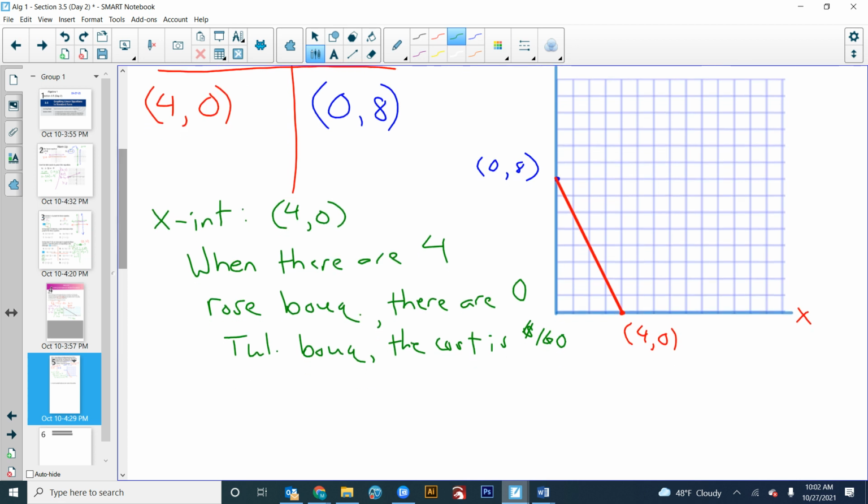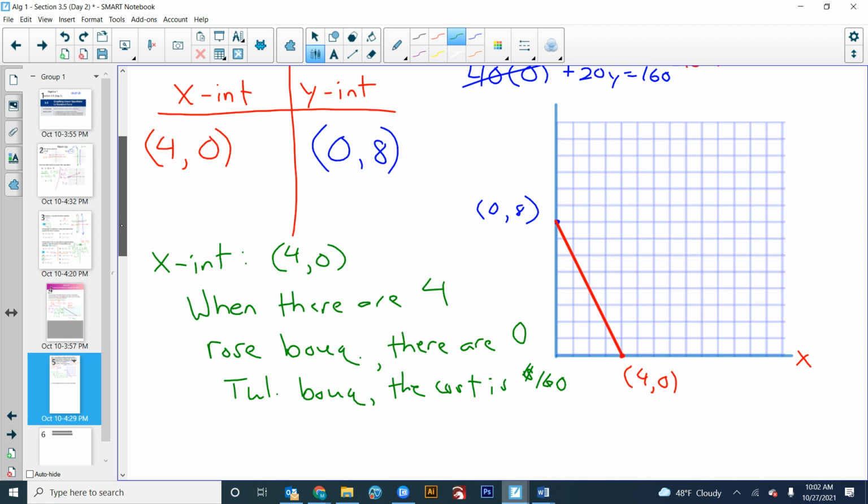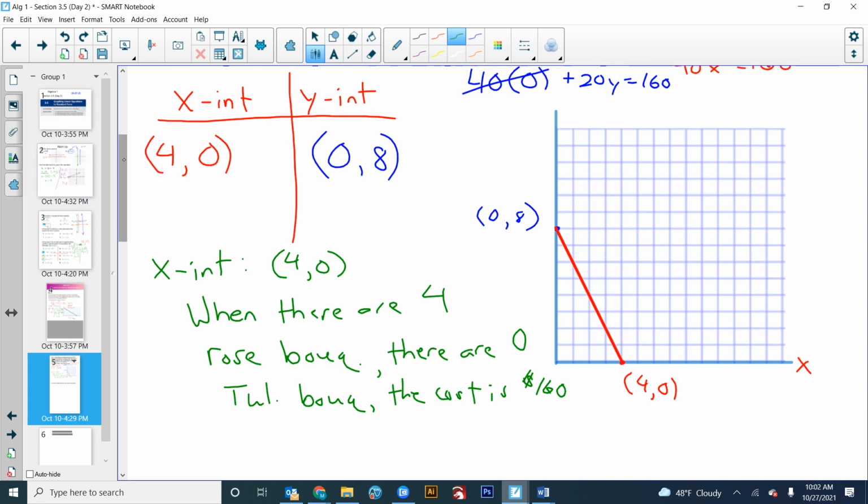When there are 8 tulip bouquets, there are 0 rose bouquets, and the cost is $160. So one time like that would be okay. Oh, perfect. That'd be great. Wait, so you would only have to explain one of the two? It asked, no, we did both. We just said it in words because we're running out of time. It said to interpret the intercepts, so we just did that.